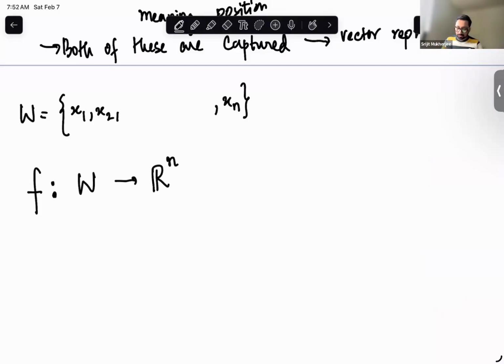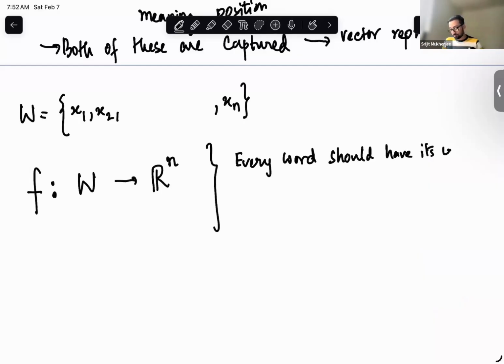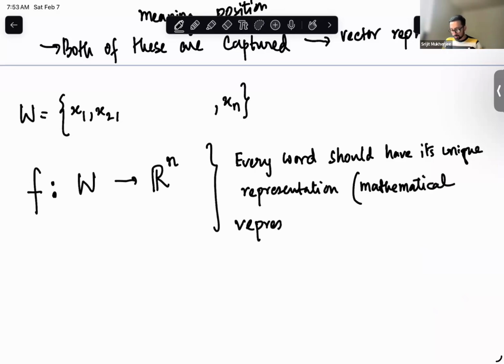So every word should have its unique, very unique representation, vector representation, the mathematical representation. We'll see more examples, do not worry about that.